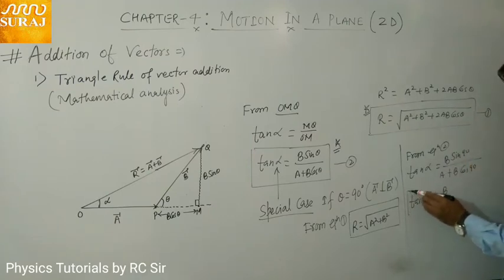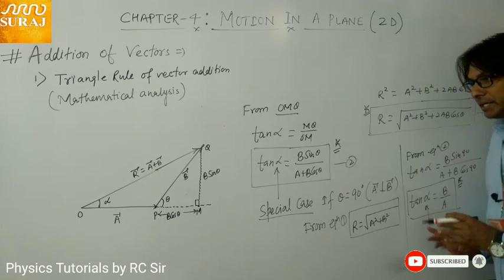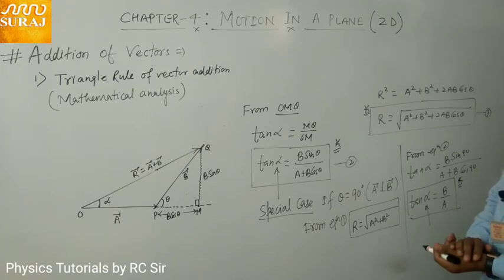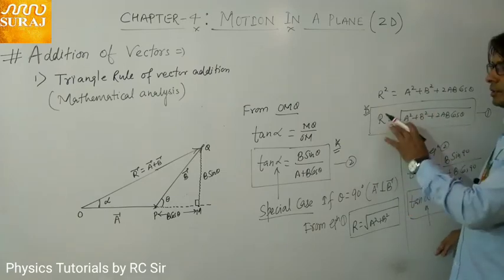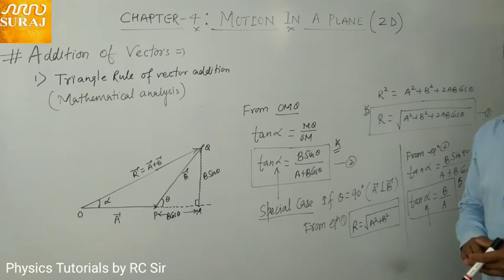And if B and A have the same magnitude, which is a sub-case of this special case, then tan alpha is equal to 1 and alpha becomes 45 degrees. Using this formula you can calculate the value of angle alpha, which is the angle made by the resultant to the A vector. So this is the special case of the triangle rule of vector addition. But I suggest that you keep these two formulas in mind for solving numerical problems on the triangle rule of vector addition.